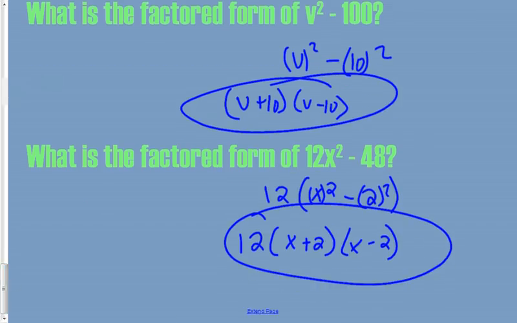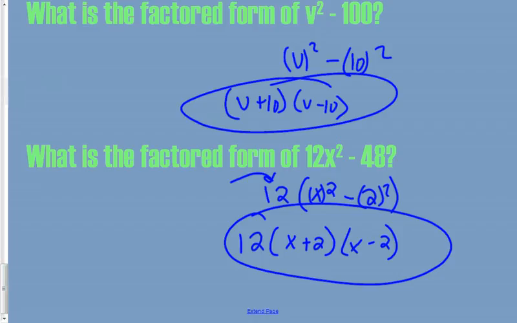There's a 12 you can pull out of both of those, so I pulled that 12 out right here. And then I'm left with x squared minus 4, and I rewrote that as x squared minus 2 squared. So I have the perfect squares. We've got x and 2. So we have 12 out in front times x plus 2 times x minus 2. And again, you can multiply that out, and you'll get back to 12x squared minus 48. So that's the last example.